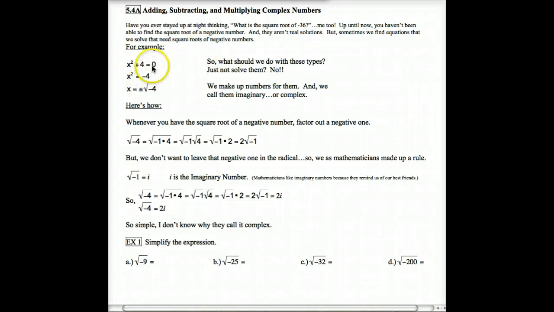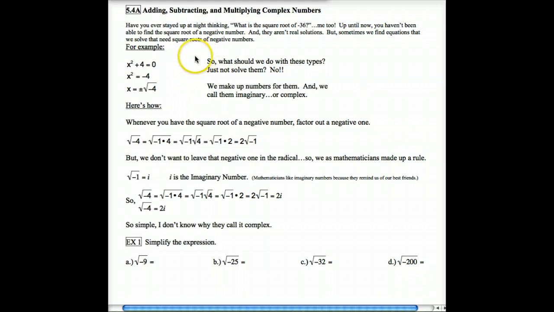Today we are going to talk about complex or imaginary numbers, and our learning goal is actually the title of the lesson today. We want to be able to add, subtract, and multiply complex numbers. So we should probably give some background information here about what a complex number is first.